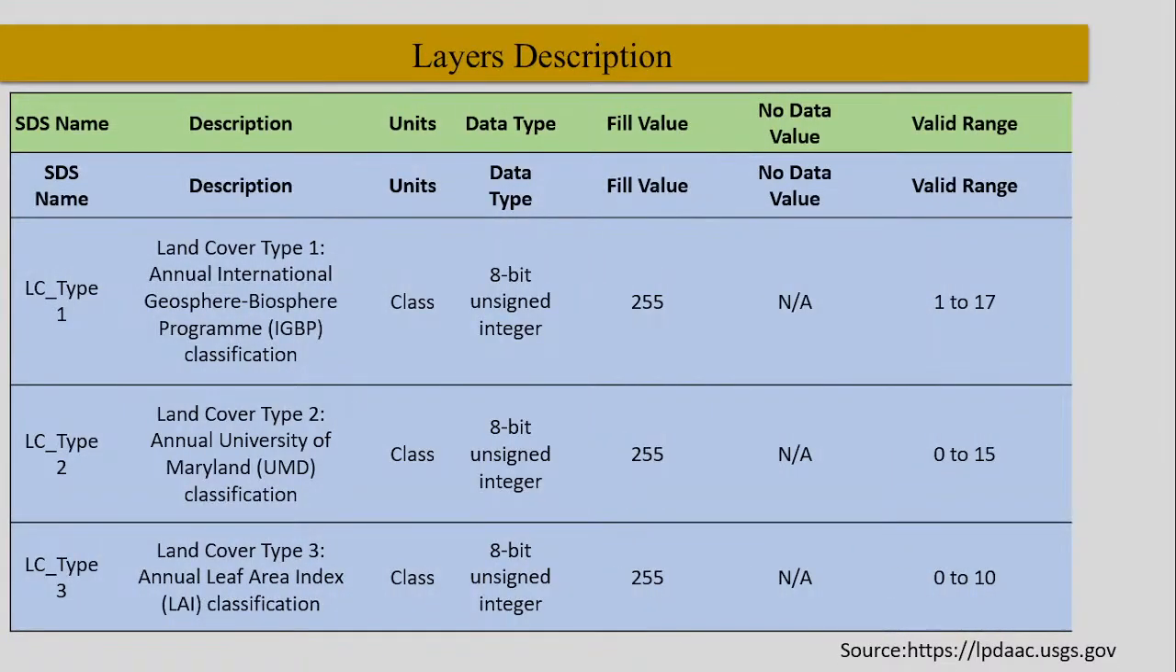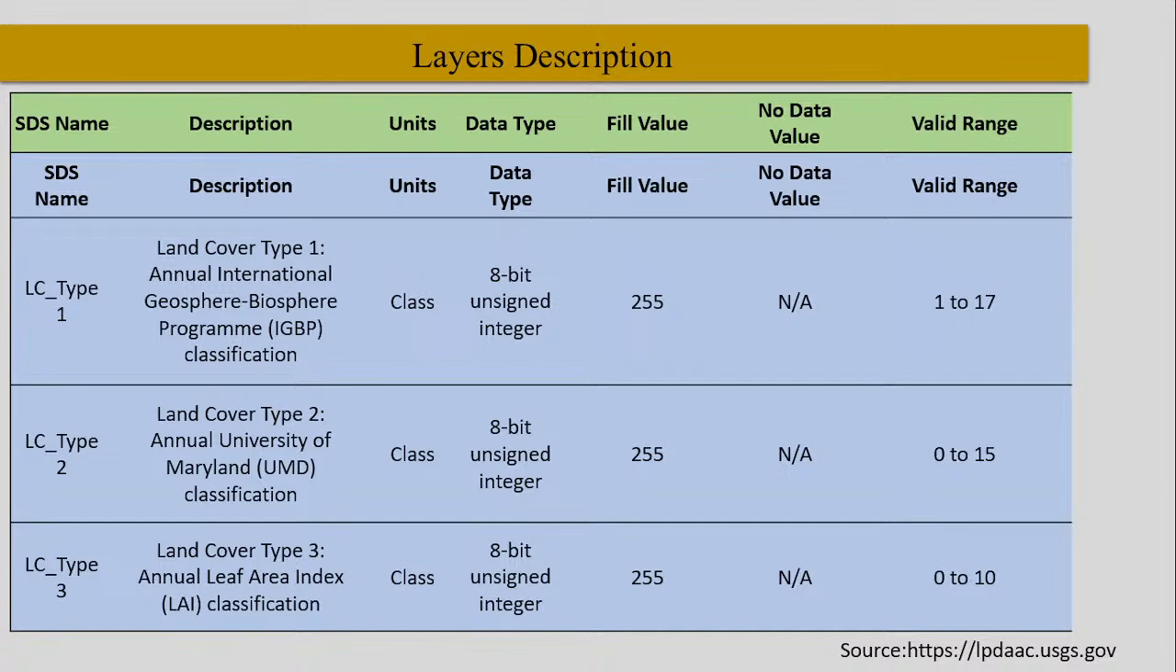Now the layer description. In the previous slide we learned the total number of layers is 13. So the first layer is LC Type 1, that is the land cover type 1, the annual International Geosphere-Biosphere Programme, or shortly called IGBP classification. The data type is 8-bit unsigned integer, the fill value is 255, and the valid range is 1 to 17. That means classes 1 to 17 are available.